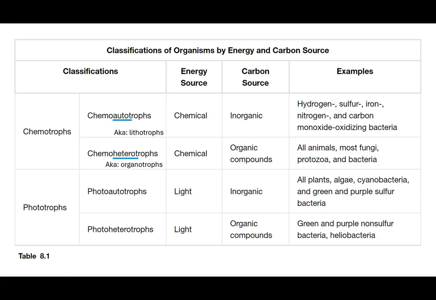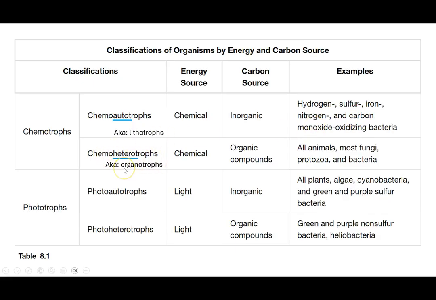So common autotrophs from the chemotroph group, so these are chemoautotrophs. When you add those together, these are also sometimes referred to in the microbial world as lithotrophs. These are going to be bacteria that can oxidize hydrogen, sulfur, iron, nitrogen, and carbon monoxide. So they're going to break down all of those.